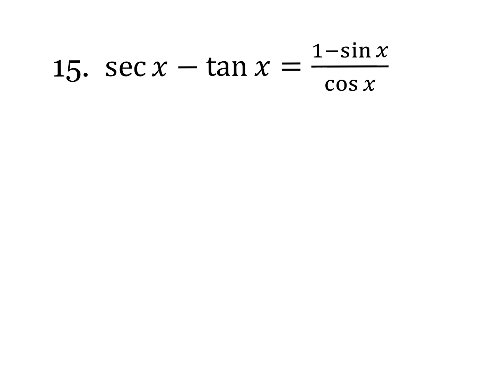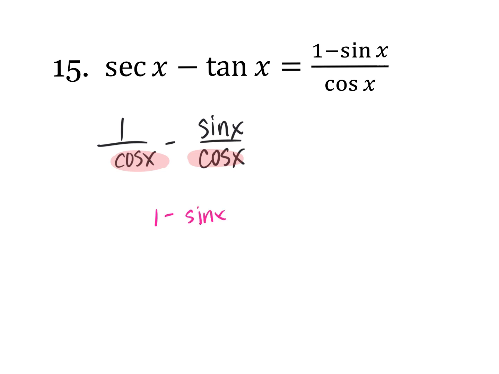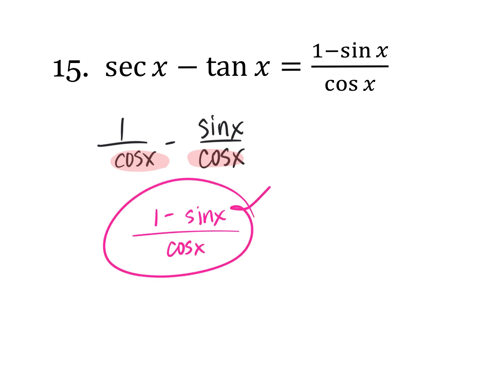Sure. What do you want to do on that left side, Henry? 1 over, beautiful, minus. What do you notice about those denominators? They're the same. Can I add anything up then? Yeah, if my denominators already match, how do I combine them? I just get to add those tops, right? 1 minus sine over cosine. Are we done? Oh my gosh, we love those, don't we?